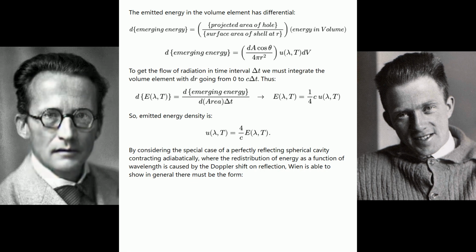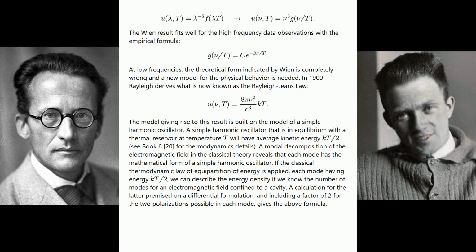So, emitted energy density is, see the next equation. By considering the special case of a perfectly reflecting spherical cavity contracting adiabatically, where the redistribution of energy as a function of wavelength is caused by the Doppler shift on reflection, Wien is able to show in general there must be the form, see the equation. The Wien result fits well for the high-frequency data observations with the empirical formula, see the next equation. At low frequencies, the theoretical form indicated by Wien is completely wrong and a new model for the physical behavior is needed.